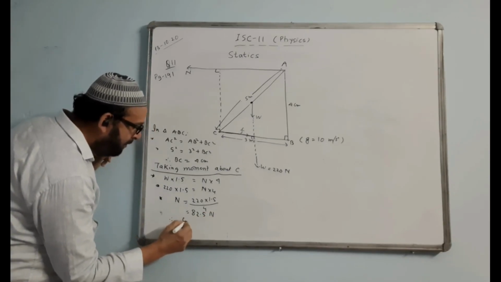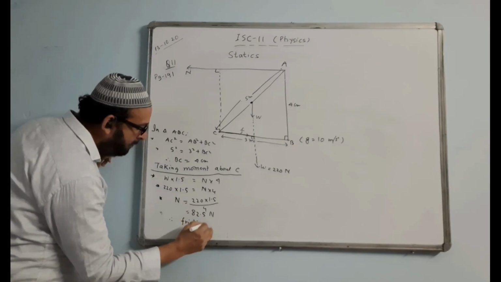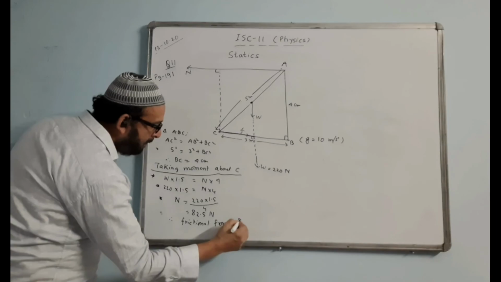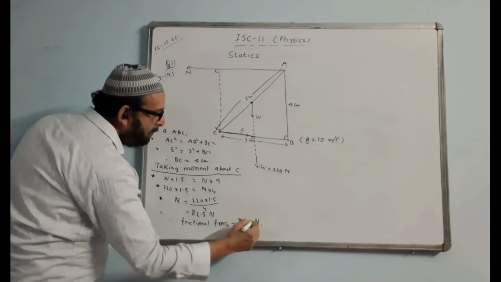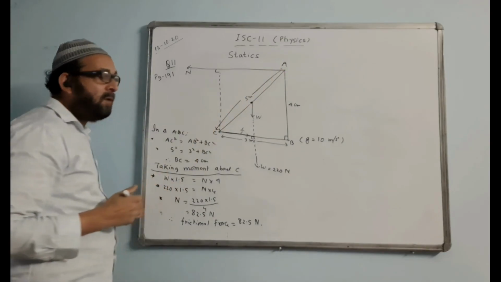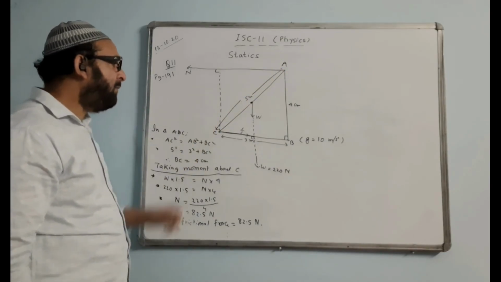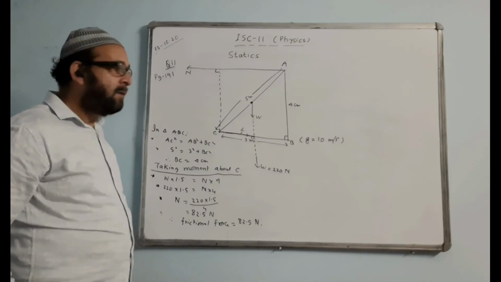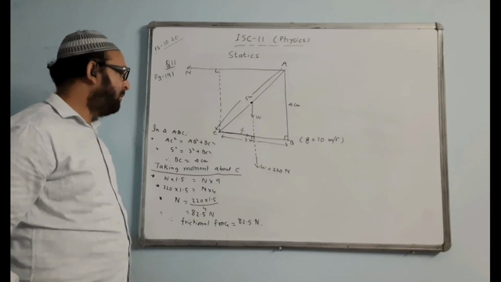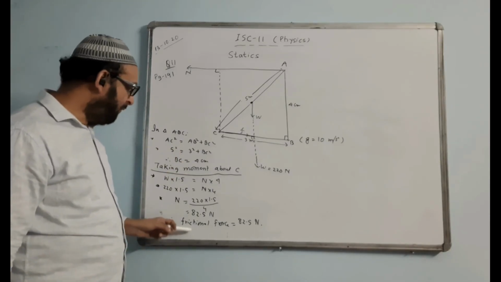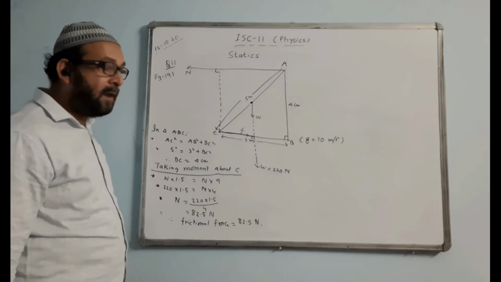Therefore, frictional force is equal to 82.5 Newton. So this is the ladder problem. Please learn it well because this is important and especially mentioned in the syllabus. In the ladder problem, they will ask you to find the frictional force. Okay, thank you for the day.